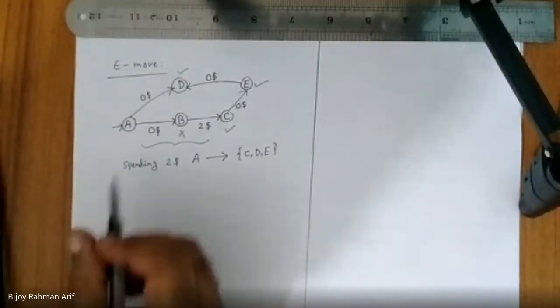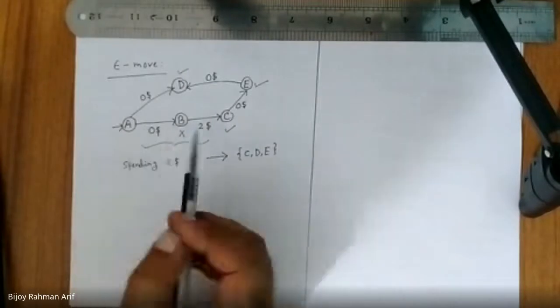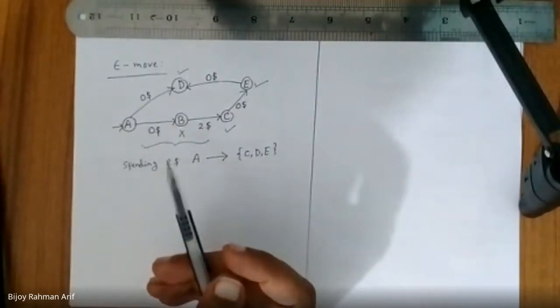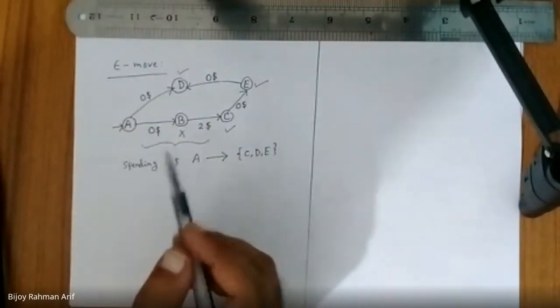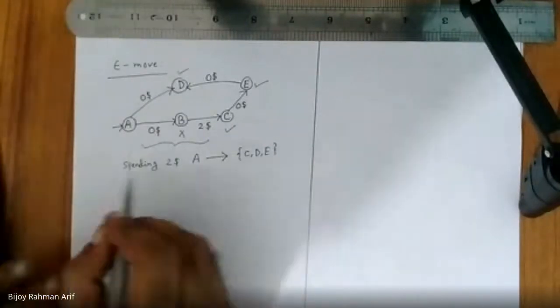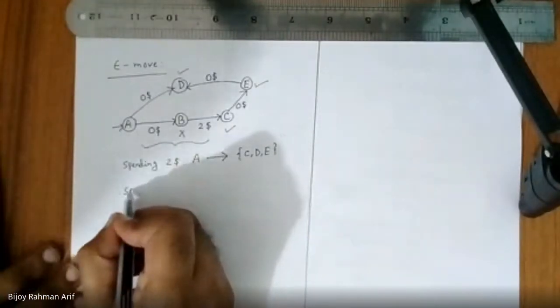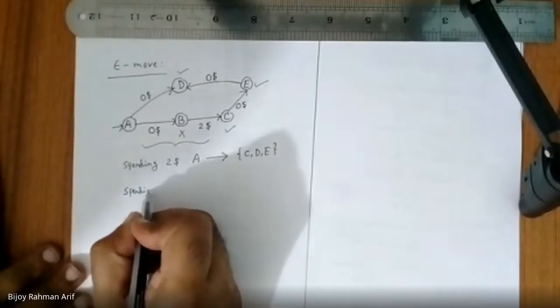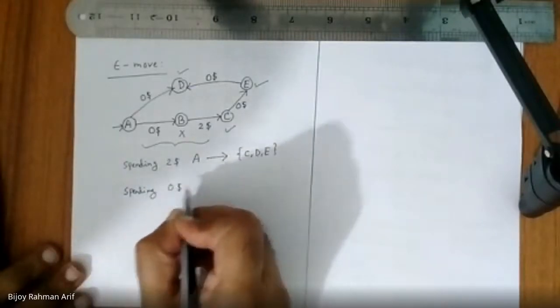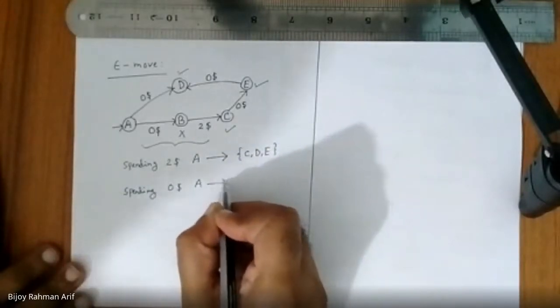কিউমুলেটিভের কোশ্চেন আসছে কেন? যেহেতু $0, হ্যাঁ কিউমুলেশন হচ্ছে, বাট এটা কিউমুলেটিভ হিসেবে চিন্তা করেন না, আমি অন্য কারণে ব্যাখ্যা দিচ্ছি। এবারে প্রশ্ন উত্তর দেন, spending $0 from A, which states you can go? B and D. Okay, B and D.